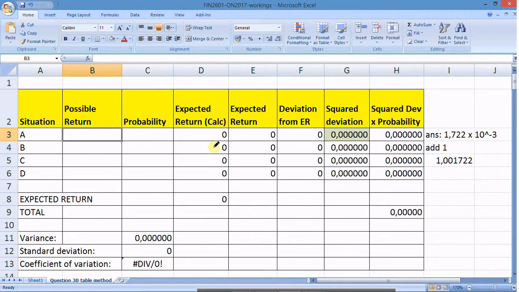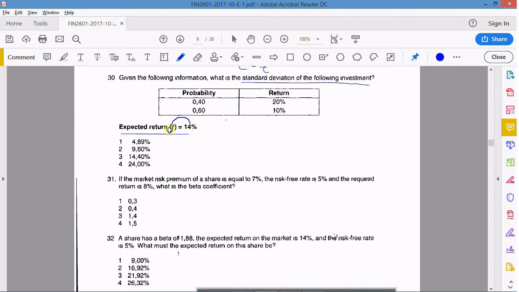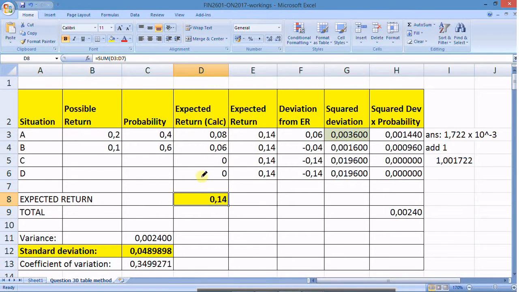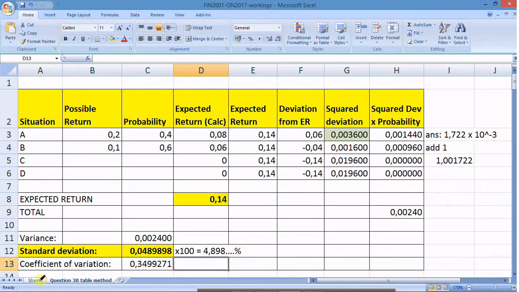Probability 0.4, 0.6. There's only two returns, 20 and 10. Right, standard deviation. There's the answer. 14% is the expected return which they gave you. So there's the expected return. You have to put it in the table, you have to do the table, and your standard deviation is that, times by 100 to get 4.898 percent. Make sense? Yes. So that requires a table. 4.9, 4.89, number 1.